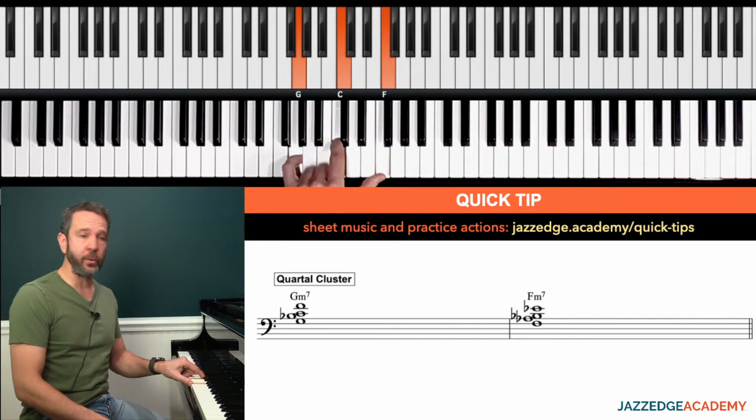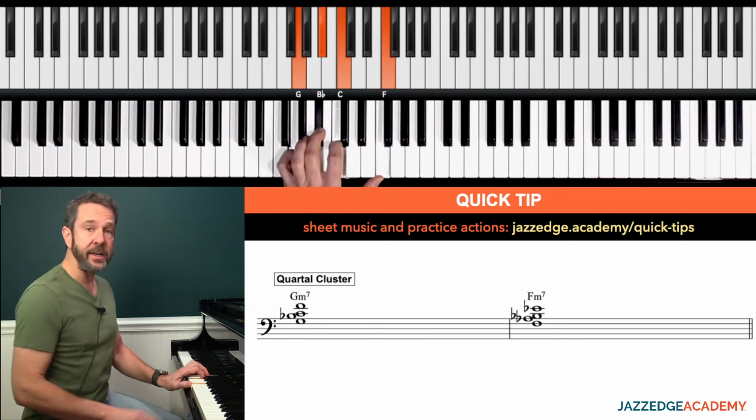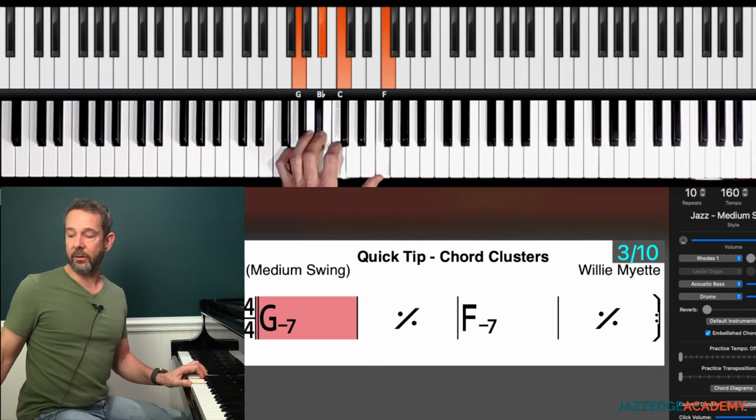And what are we getting here with the quartal? We're getting the root, the 11th, and the 7th, and now we add in the third. We got ourselves a nice minor 7th chord voicing in there. So let's just try playing that along with our track.